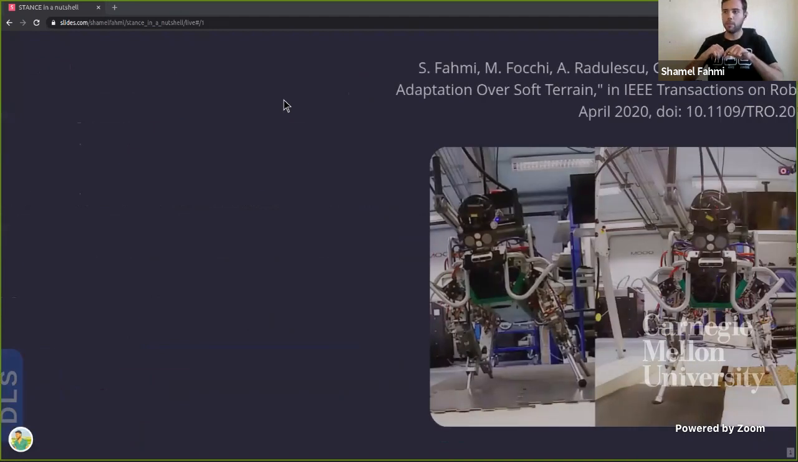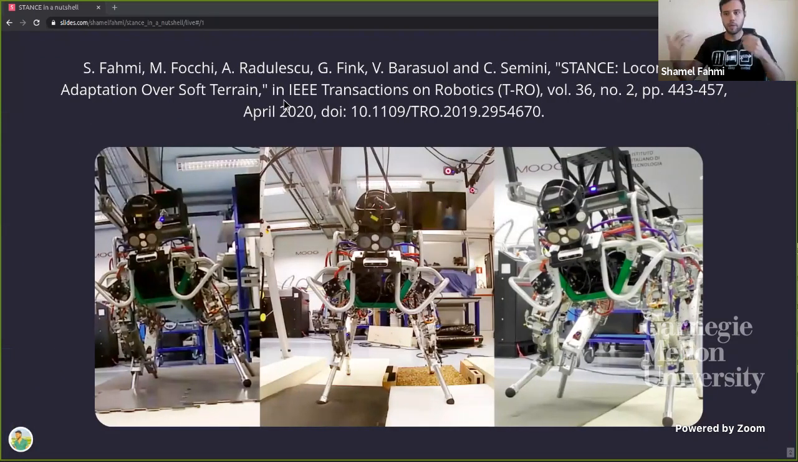Today, I'm going to be talking mainly about how we managed to make our quadruped robot, HyQ, walk over soft terrain, so that hopefully at the end of this presentation, you can get an intuition of why we really care about soft contacts or soft terrain in the context of locomotion. This is part of the work that has been published recently in TRO. So give it a look.